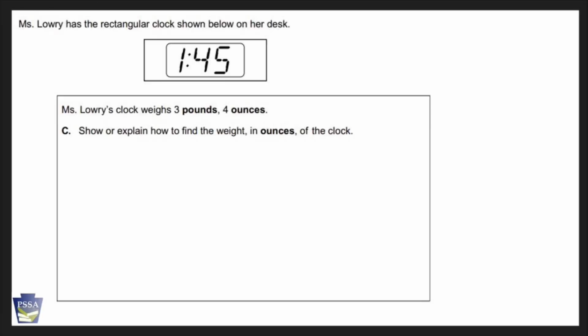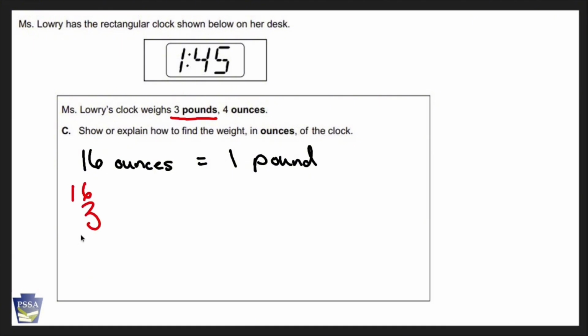Part B, done. Part C, Miss Lowry's clock weighs 3 pounds and 4 ounces. Show or explain to find the weight in ounces of the clock. Now, right around now, you look at your formula sheet and find out that 16 ounces equals 1 pound. So if I wanted to do the 3 pounds part, let's do that first. They want us to answer this in ounces. So we would do 3 times 16.